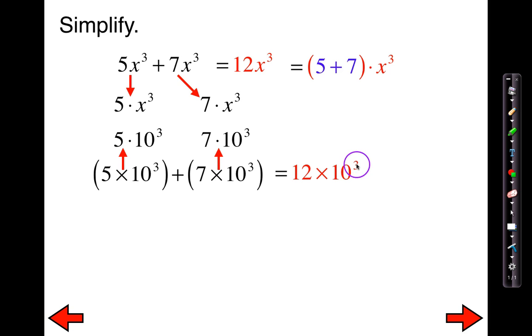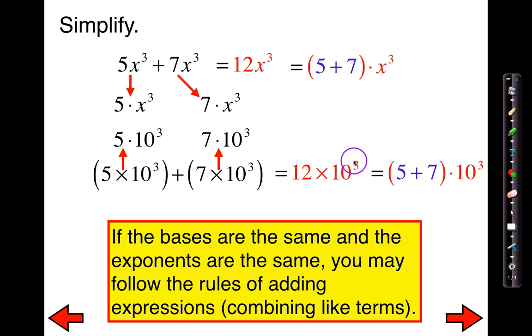I didn't add the exponents and call it 10 to the 6th. That's not it, because we're not multiplying the tens together. Okay, so again, we just broke up 5 and 7, combined them to give us a 12, so this would be our answer. Now, if the bases are the same and the exponents are the same, you are allowed to follow the rules of adding expressions. So in other words, combining like terms. So that's what I'm really going to stress about today, is making sure that you have the same base and the same exponent.